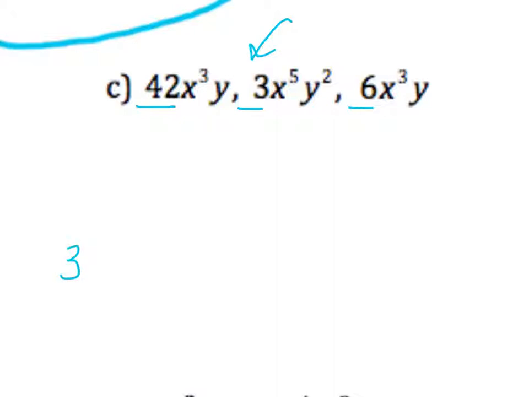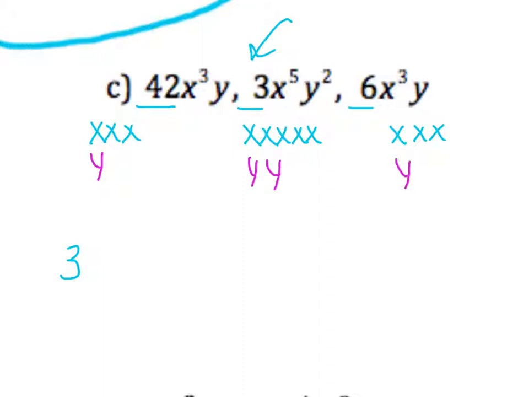Now in terms of variables, in the first term we've got 3 x's, 5 x's, and 3 x's. In terms of y's, I have 1 y, 2 y's, and 1 y. I'm looking for the largest amount of x's that all terms have. First one has 3, second one has 5, last one has 3. So the largest amount that they all have in common is 3. Now for y's, we've got 1 here, 2 here, and 1 here. So your greatest common factor for y would just be 1 y.